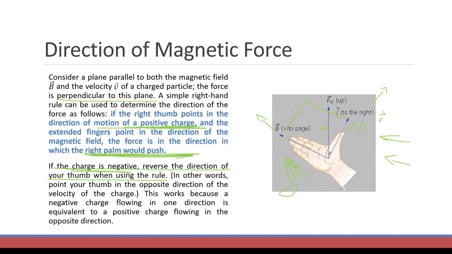Except your nails would be on the top at that point because you're flipping it, right? So in other words, you point your thumb in the opposite direction of the velocity of the charge. This works because a negative charge flowing in one direction is equivalent to a positive charge flowing in the opposite direction.